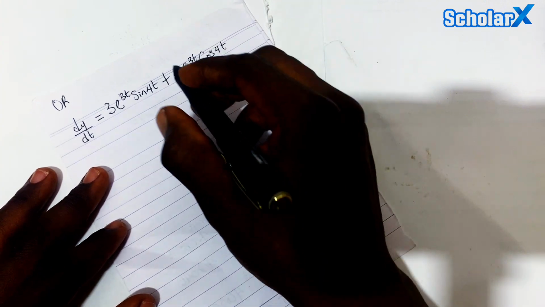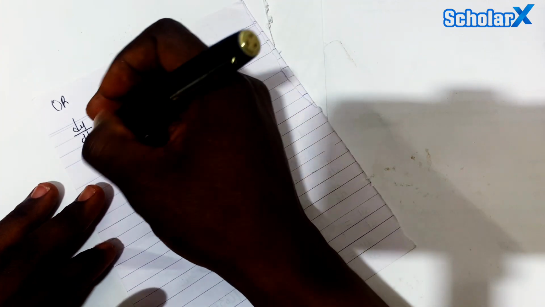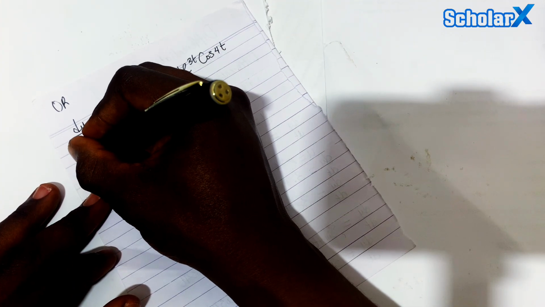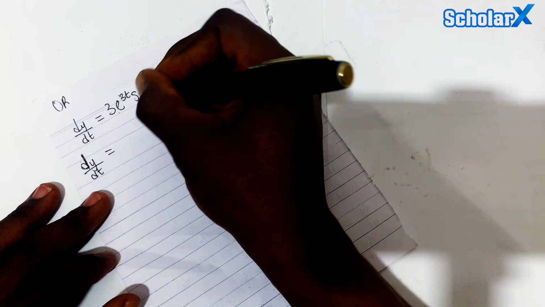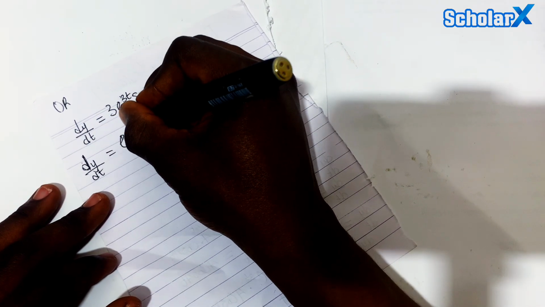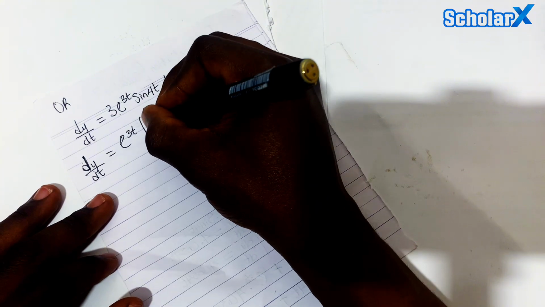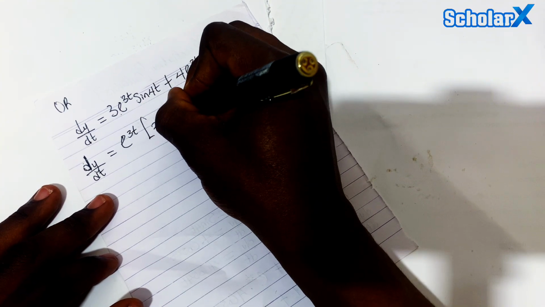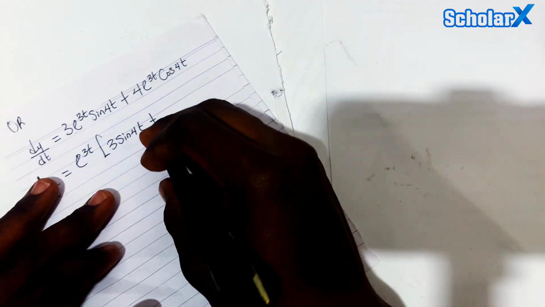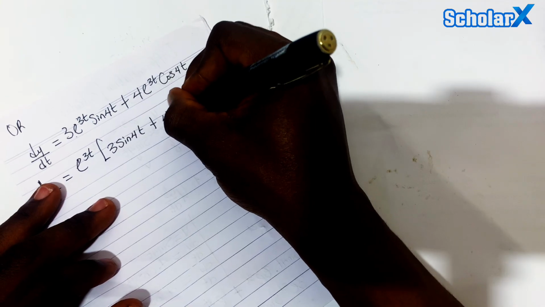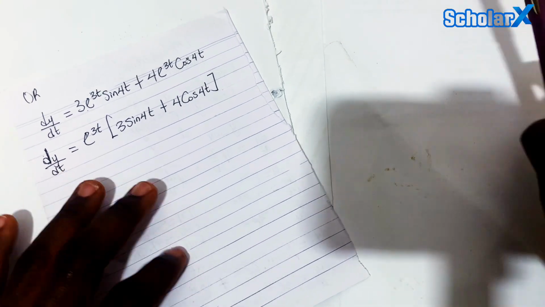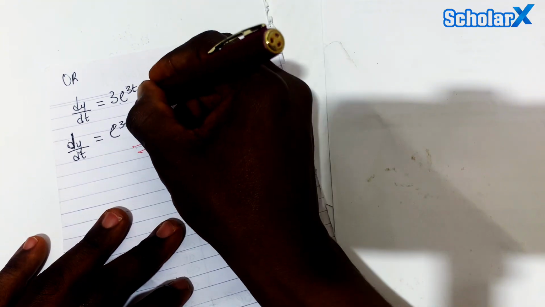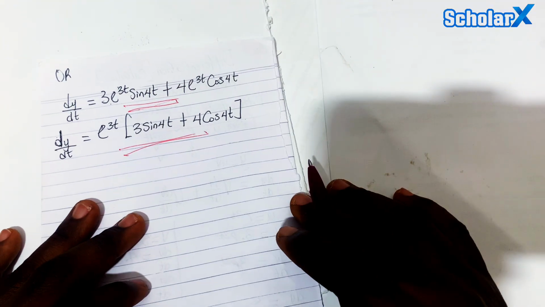Now, look at this very well. Exponential 3t is common on both sides. So it can also be written that dy dt is equal to exponential 3t into bracket 3 sine 4t plus 4 cos 4t. So this is going to be our answer. So either this or this is an answer.